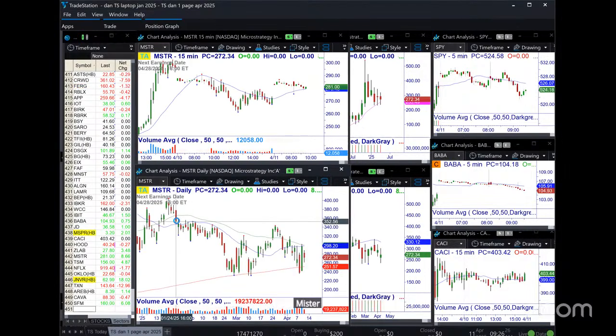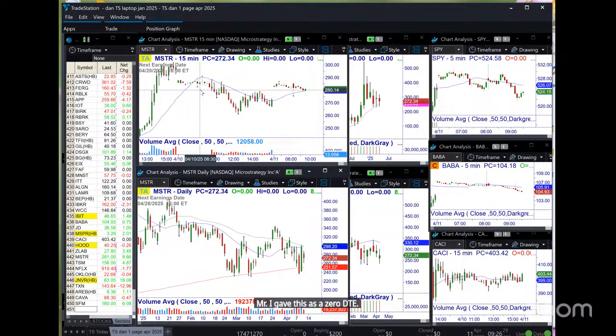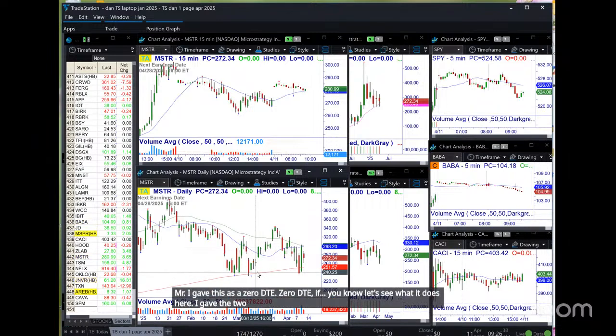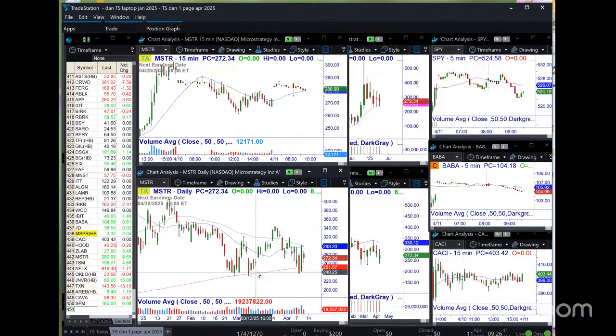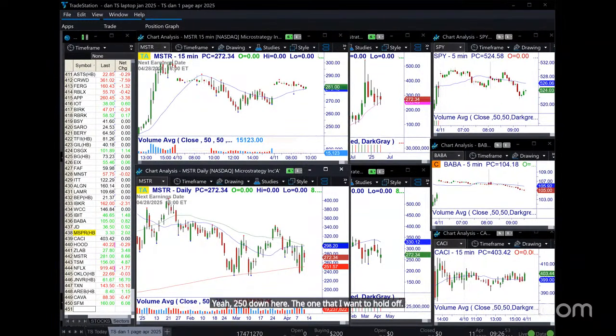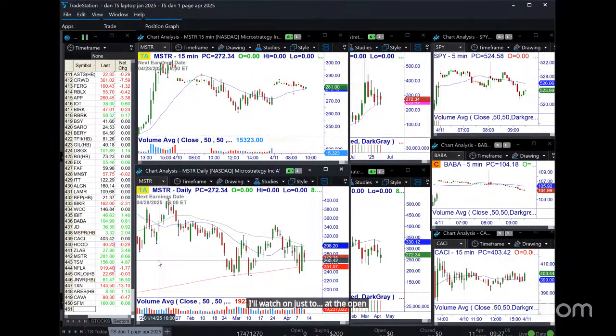MSTR, I gave this as a 0 DTE. Let's see what it does here. I gave it 250. Is that right? 250 down here. Let me tell them to hold off. MSTR and BABA, I just want to watch them at the open here because of the retracement. All right, so those are khaki.